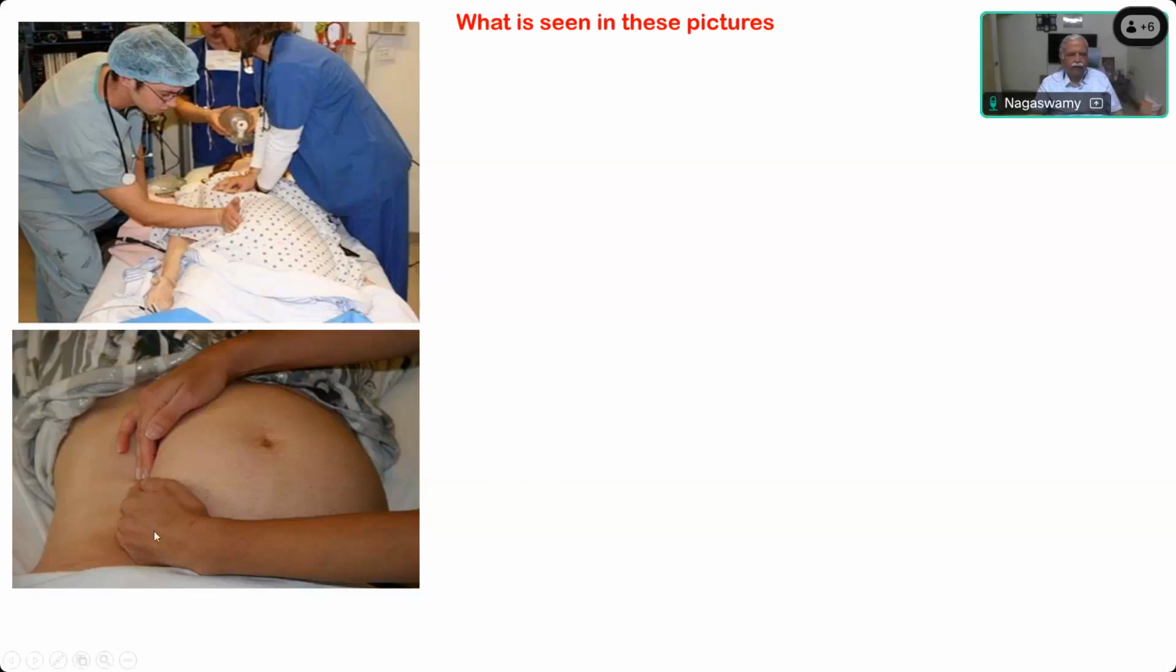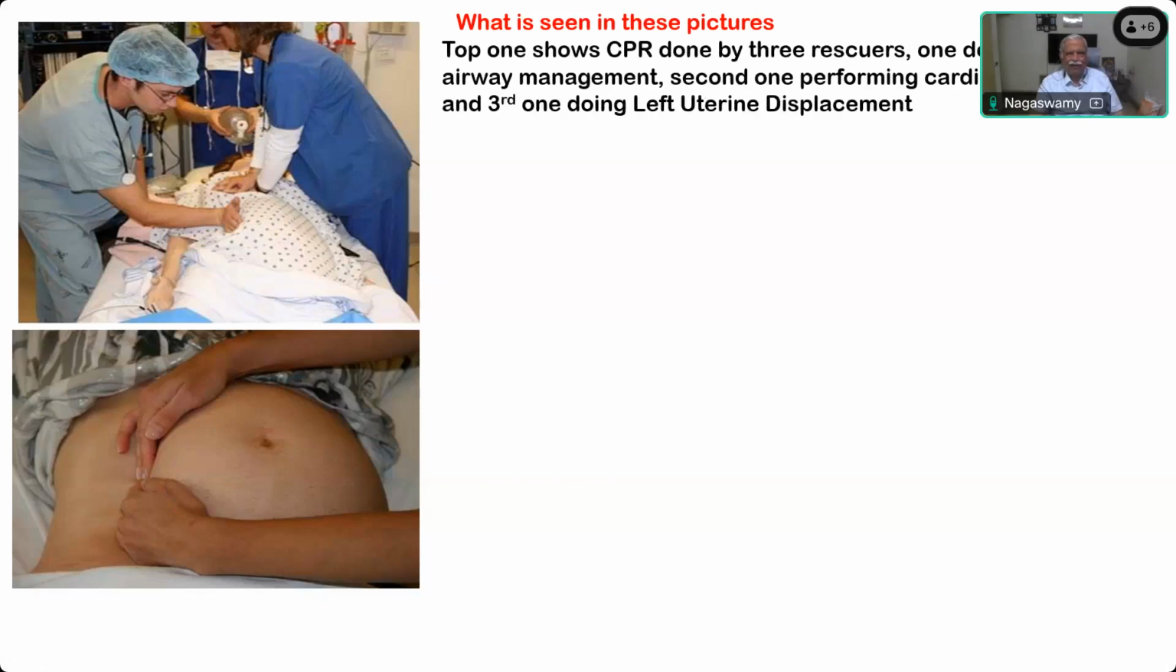Left uterine displacement is done here to prevent supine hypotension. This is LUD in close up. What about this picture? They are doing CPR. The top one shows CPR done by 3 rescuers. One doing advanced airway management, second one performing cardiac compression, third one doing left uterine displacement. The bottom picture shows double-handed left uterine displacement. Whereas here you can see he's doing a single-handed uterine displacement. Whereas this is what is called the double-handed left uterine displacement.